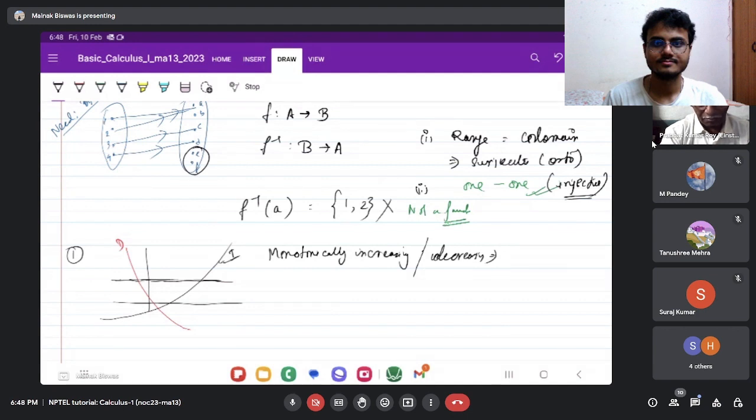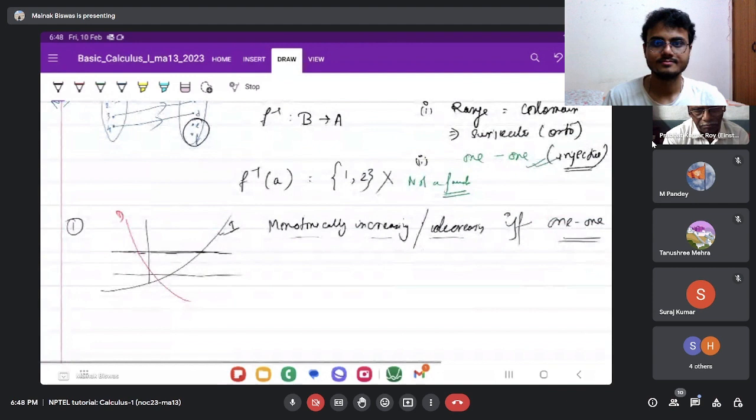Similarly, for a function to be surjective, you will have to see the range of the function. If the range is the same as the codomain, that is a very good check. A function is one-one if and only if it is increasing or decreasing. If a function is increasing or decreasing, it's a one-one function. That's it. That's the definition.